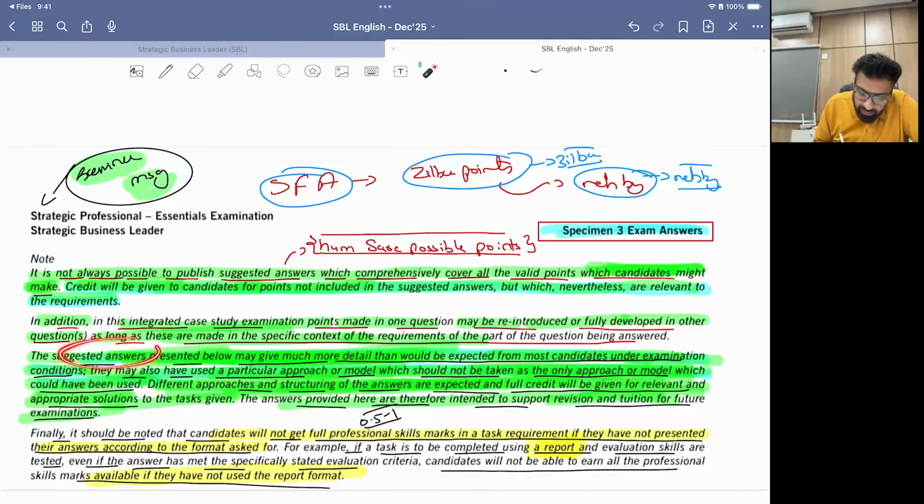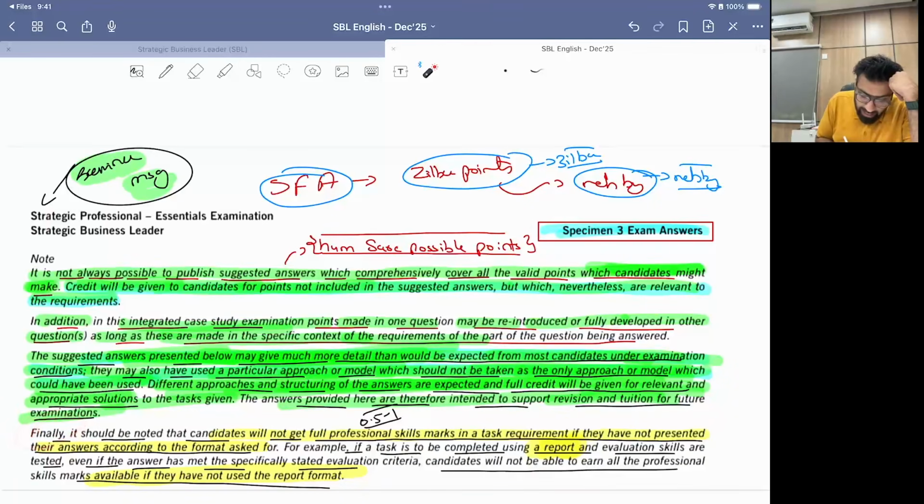The suggested answer presented below may give much more detail than would be expected from most candidates under examination conditions. They may also have used a particular approach or model, which should not be taken as the only approach or model which could have been used. Different approaches and structuring of the answer are expected to earn full credit for relevant and appropriate solutions to the task given, and the answers provided are therefore intended to support revision and tuition for future examinations.